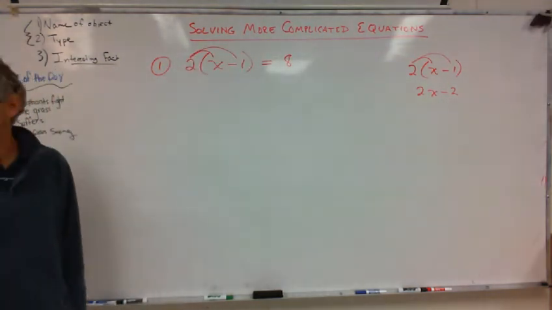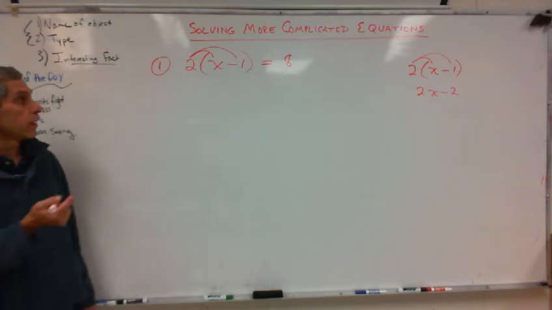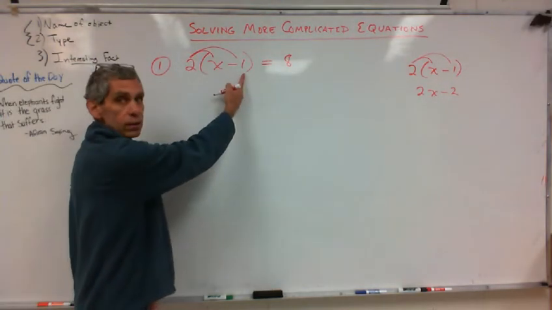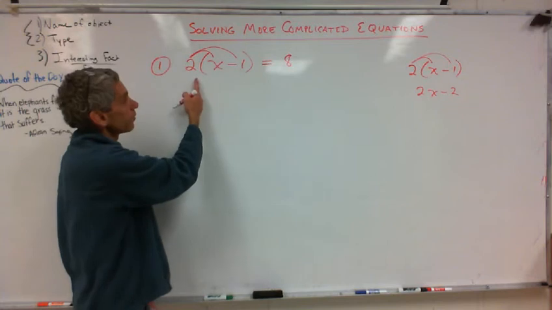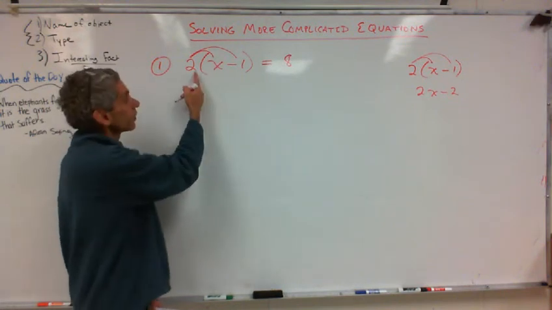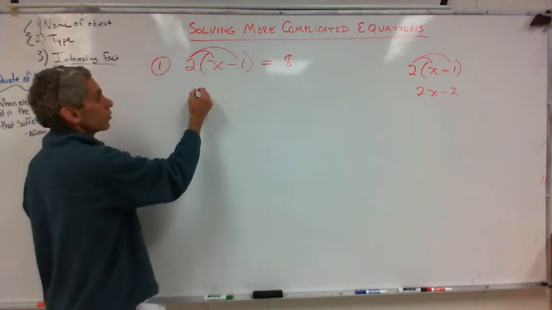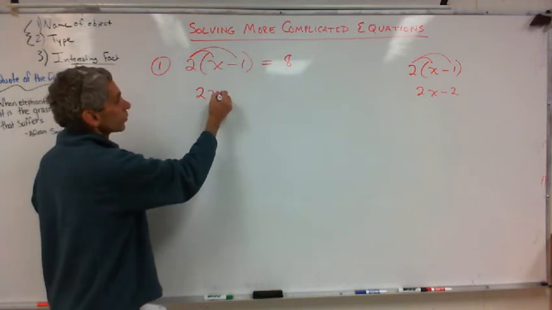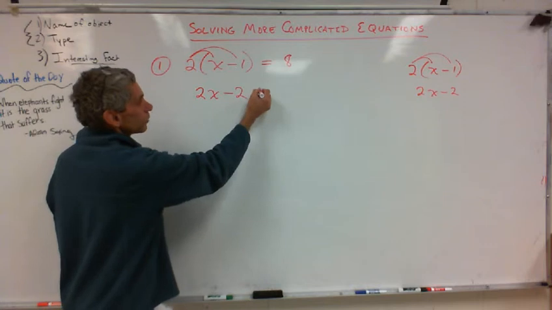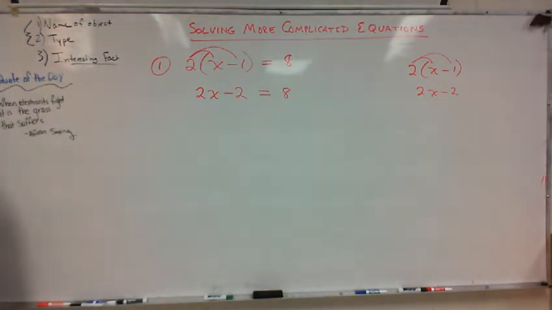Always put your arcs in there. It's the people that don't put the arcs in there that forget to multiply the 2 times the negative 1. A lot of people mess up and say that's 2x minus 1. It's not 2x minus 1, it's 2x minus 2. You see the difference? I've got to multiply it. So now, by multiplying it out, I've got 2x minus 2 is equal to 8.